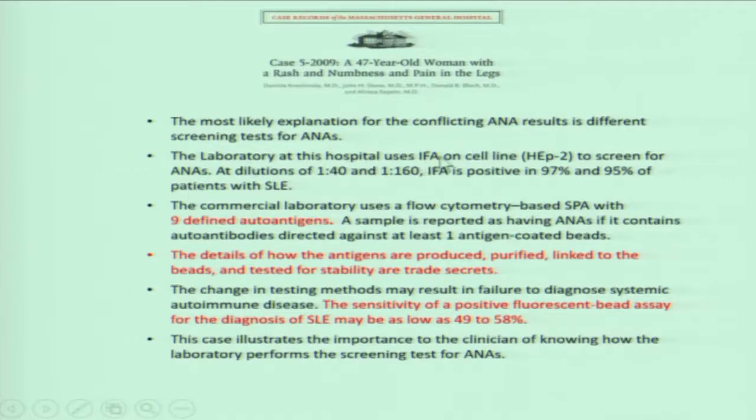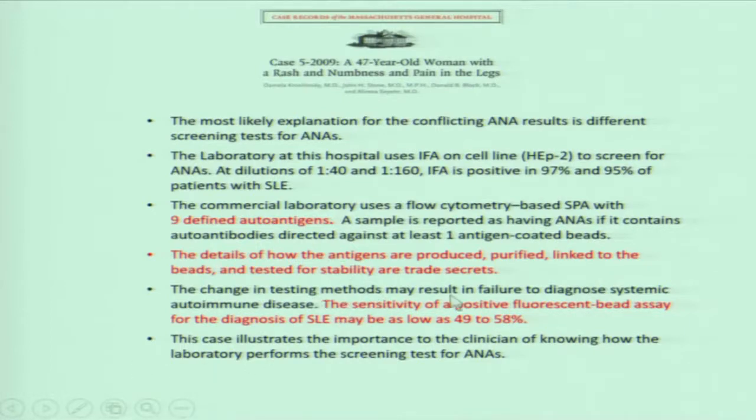The laboratory at Mass General uses, like most rheumatology places, the immunofluorescence on HEP2. And depending on the dilution, that is positive in 95 to 97% of patients with SLE. The problem is that commercial labs for the other assays, solid phase assays, use a number of limited antigens, in this case 9, and a sample is just reported as positive or negative depending on whether one of the antigens reacts. Now the details of how the antigens are produced, purified, linked to the beads, and tested for stability are trade secrets. So you don't really know what you get.